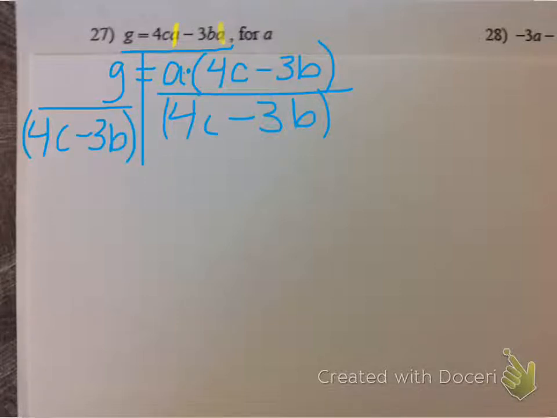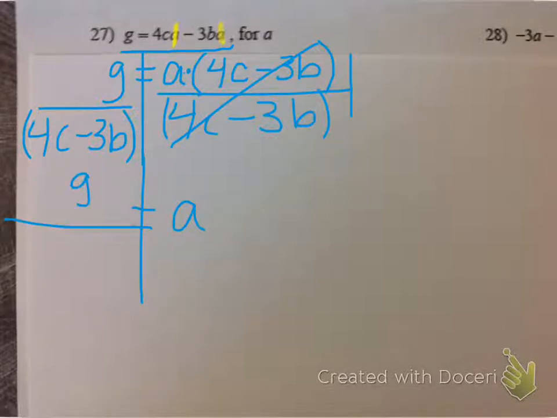Okay. And 4C minus 3B divided by 4C minus 3B is going to give us 1. So all that this is going to equal is A. We don't need to copy the 1. And on the other side, we're just going to have this whole thing. And that is our answer.